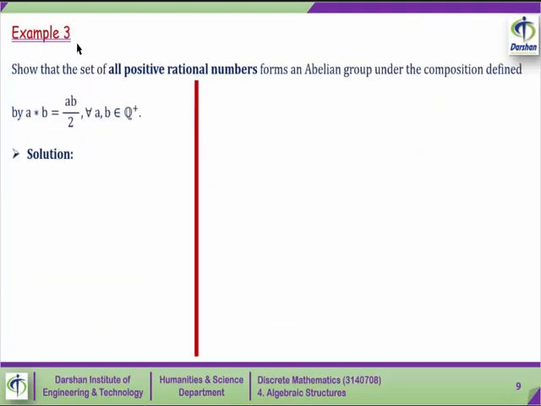Now example 3: show that the set of all positive rational numbers forms an Abelian group under the composition defined by A star B is equal to AB by 2 for all A, B belongs to Q plus.